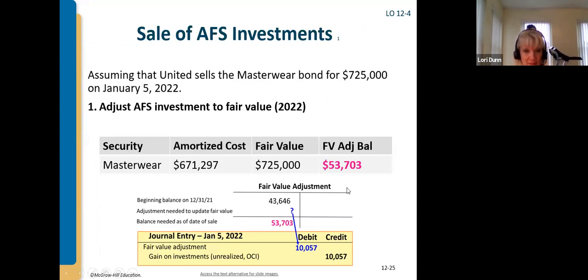Again, what happens when we sell this bond? Well, you could adjust the available for sale investment up to its fair value by doing what we did with the trading investment. If this bond was going to be reported on our balance sheet on January 5th, the day of the sale, what would our fair value adjustment account need to be at? Well, the fair value on January 5th is $725. The carrying value of the bond is still at $671,297. So it would need to have a balance in that to get it up to the fair value of $53,703 to get it from $671,297 to $725. It currently only has a balance of $43,646. So let's increase that. Debit the fair value adjustment account, credit the gain on investment. OCI.